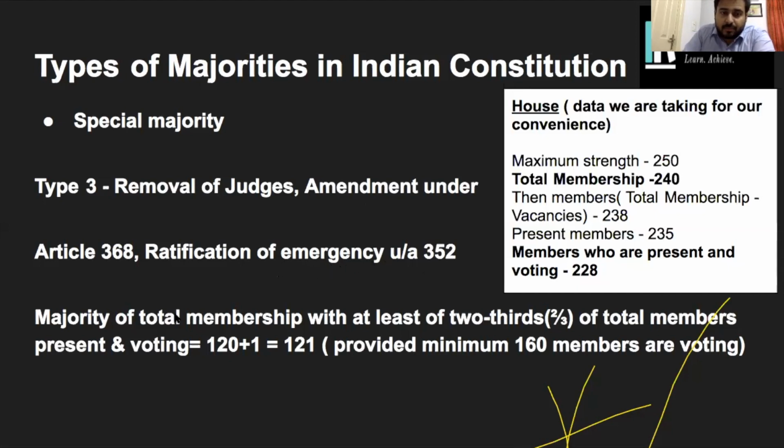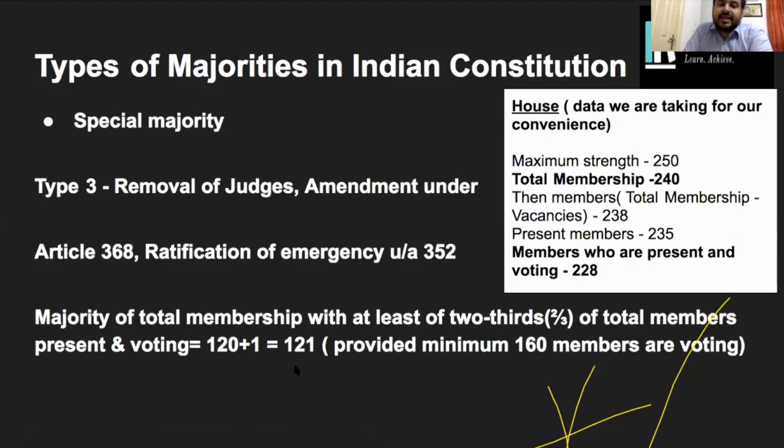Now this is very complex, so give your full concentration to it. Here you have to get absolute majority. That means majority of total membership with at least 2/3 of the members present and voting. Majority will be absolute only. That means 50% of 240. That will be 120 plus 1. So we need to pass anything with special majority if they fulfill the criteria of 50% plus 1.